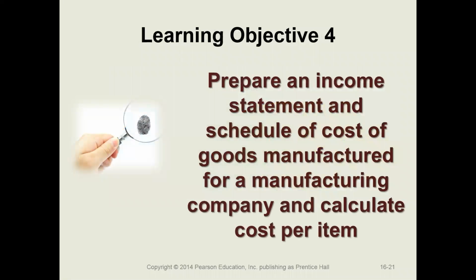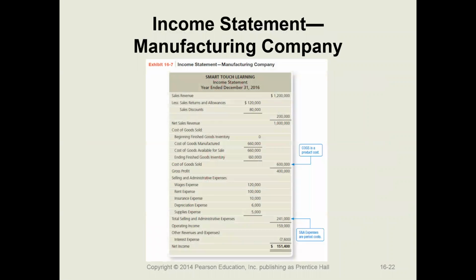Okay, next we're going to look at preparing an income statement and a schedule of cost of goods manufactured for a manufacturing company. This is hard to see, but here's an example of an income statement for a manufacturing company. And again, this is in your textbook. We're using Smart Touch Learning as a sample company that we're going to be using throughout this chapter.